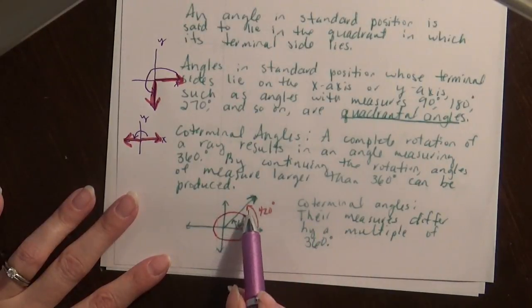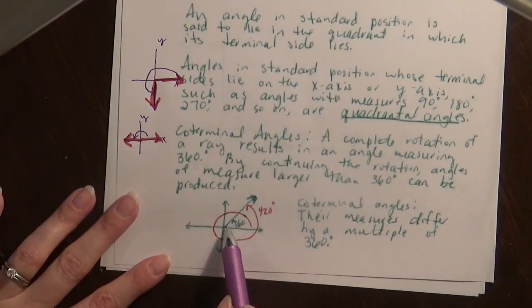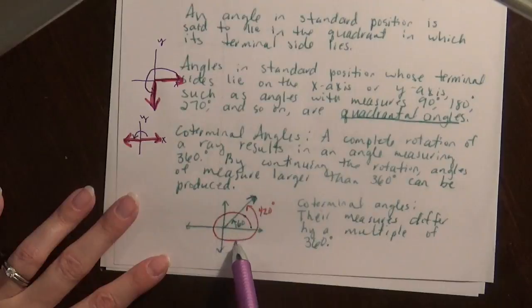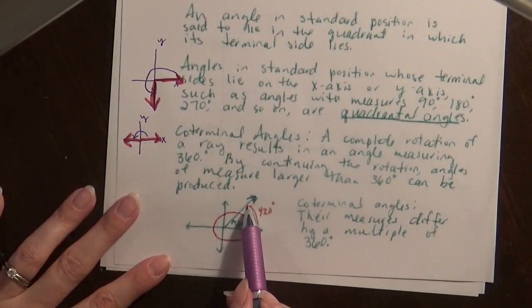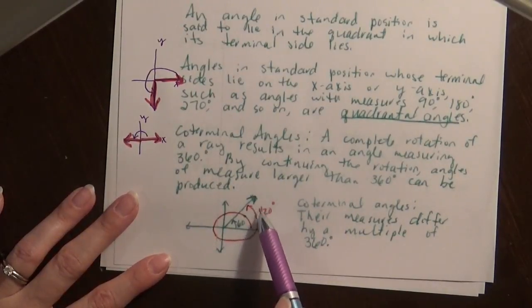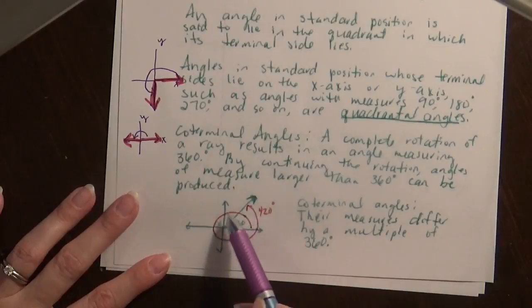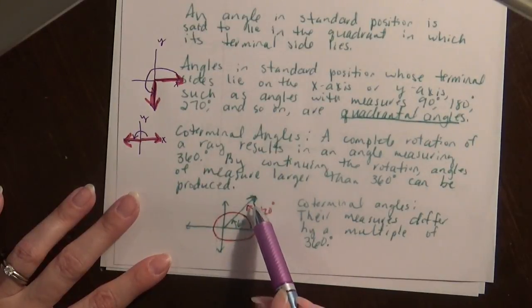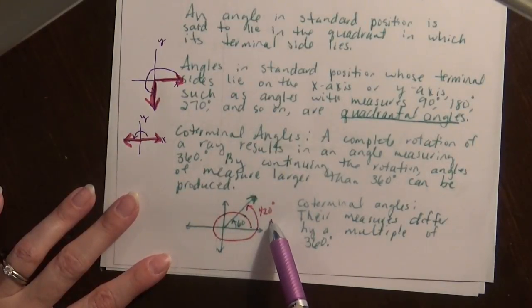So the 60 degree angle starts from the initial side, and the 60 degree angle actually has terminal side here. The 420 degree angle starts on the x-axis. It follows the counterclockwise rotation all the way around back to the x-axis and then up an additional 60 degrees. So this would be the 360 degrees plus another 60 degrees gives us the 420 degree angle.